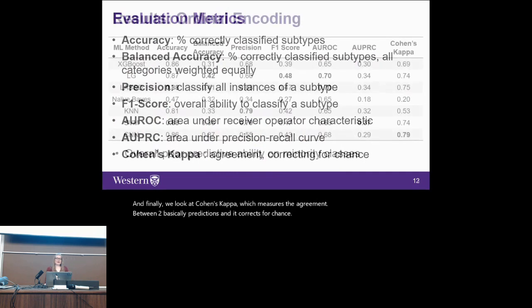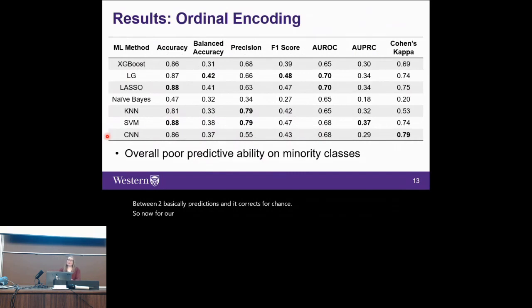So now for our results. Ordinal encoding, if we recall, is our baseline encoding. It's a really naive approach that just encodes each nucleotide as a number between 0 and 1. And as we can see, it has fairly high accuracy for lasso and SVM. However, that cannot tell the whole story because our data set is so severely imbalanced. We need to rely on other metrics.